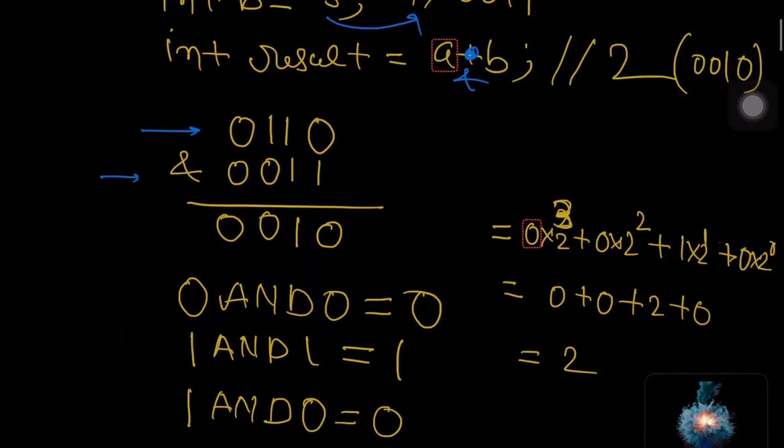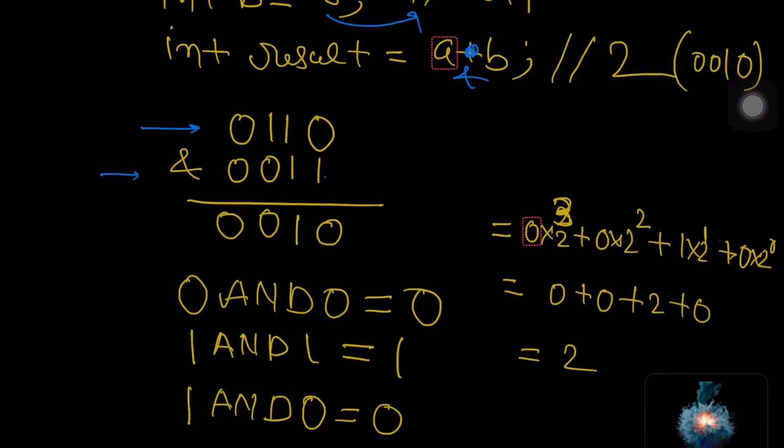So 0 and 1: 0 means false, 1 means true. So false and true means false. Both are true, 1 and 1, then true. 1 and 0, true and false, 0. At bit level, 0 is basically false and 1 is basically true. Now 0 and 0 becomes 0. So now we got 0 0 1 0. When you convert it to decimal, you will get 2.